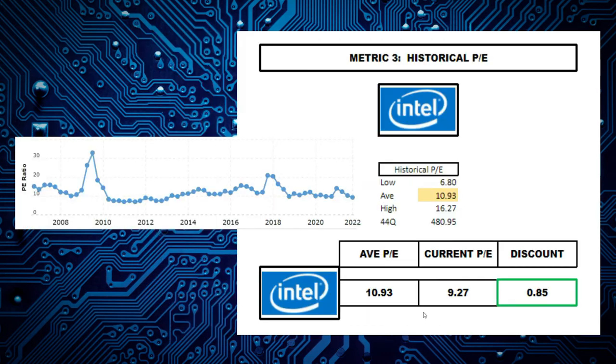Third metric, we take the average PE where Intel has traded around the range of consolidation. In the table, you'd see the number of quarters I took the PEs from, that is 44 quarters for a total of 480.95. On average, that is 10.93 with the lows of 6.8 and the highs of 16.27. Now take the average and use it to divide the current PE and we'd get 0.85, meaning we're buying INTC or Intel at 0.85 times discount to when it was valued by the markets before.